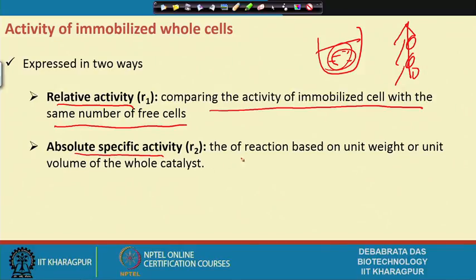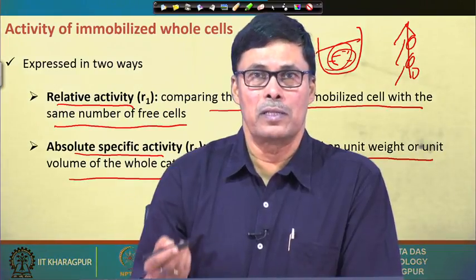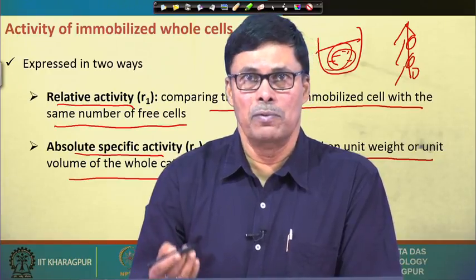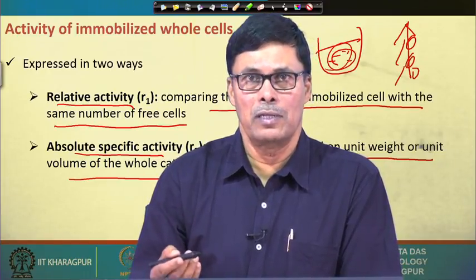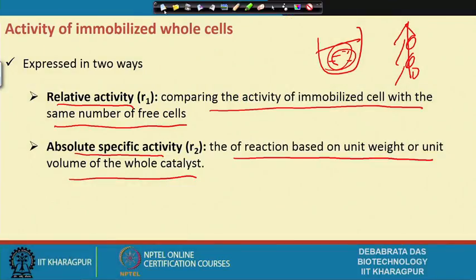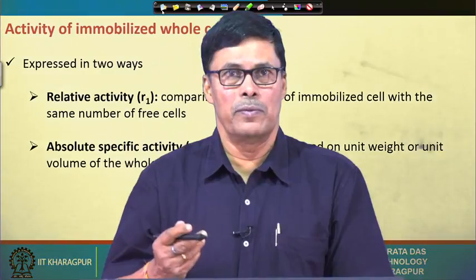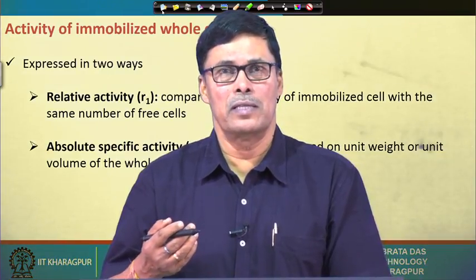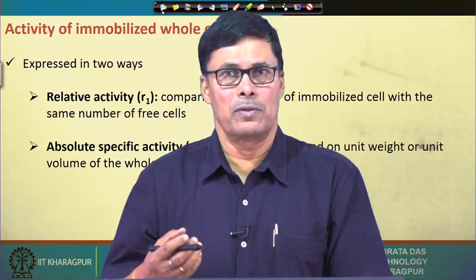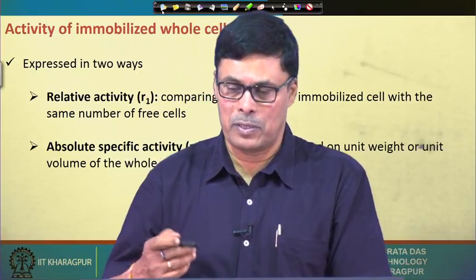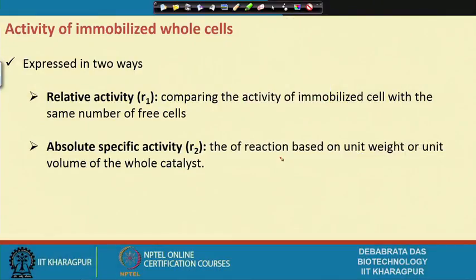Absolute specific activity is the reaction rate based on the unit weight or unit volume of the whole catalyst. That means per unit immobilized cell mass, what is the activity, what is the rate of substrate removal, that is called the absolute specific activity of the cell. In this connection, I want to tell you that in the case of immobilized enzyme, we express specific activity as micromoles of substrate converted per minute per gram of solid matrix. This is something similar to that.